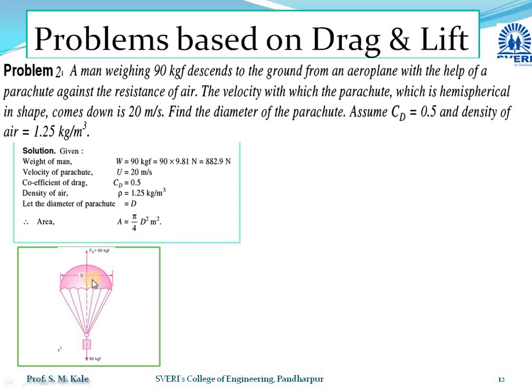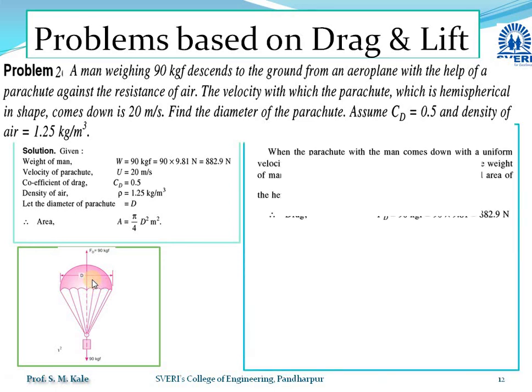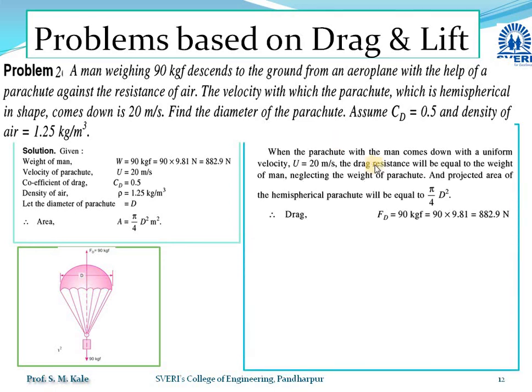Here I have to find out the diameter of that parachute. As the parachute with the man comes down with a uniform velocity u equal to 20 meter per second, the drag resistance will be equal to the weight of the man. As the weight of the man is acting in the vertically downward direction, the drag force will be acting in the vertically upward direction, and the value will be the same.